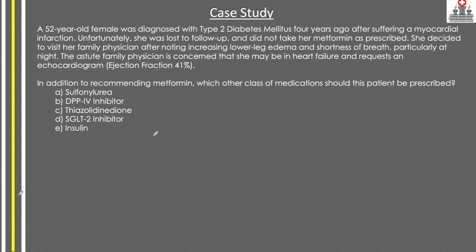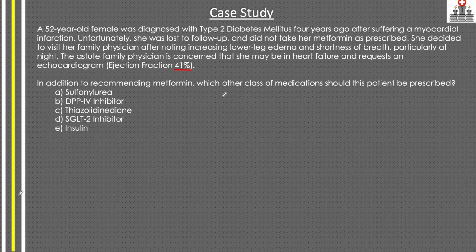A 52-year-old female was diagnosed with type 2 diabetes mellitus 4 years ago after suffering a myocardial infarction. Unfortunately, she was lost to follow-up and did not take her metformin as prescribed. She decided to visit her family physician after noting increasing lower leg edema and shortness of breath, particularly at night. The astute family physician is concerned she may be in heart failure and requests an echocardiogram, which returns an ejection fraction of 41%. And as we know, this is low. This is concerning and suggestive of heart failure in light of her symptoms of leg swelling and shortness of breath.